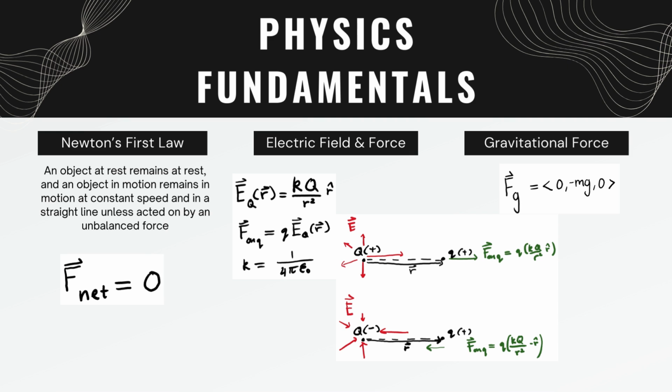The electric field is equal to kq over r squared in the direction of r hat, where r is the distance between a charged particle and an observation point. And the force on another charged particle by that original charged particle is equal to q times the electric field of the original charged particle. And we recall that gravitational force is equal to mass times our gravitational constant in the negative y-hat direction.